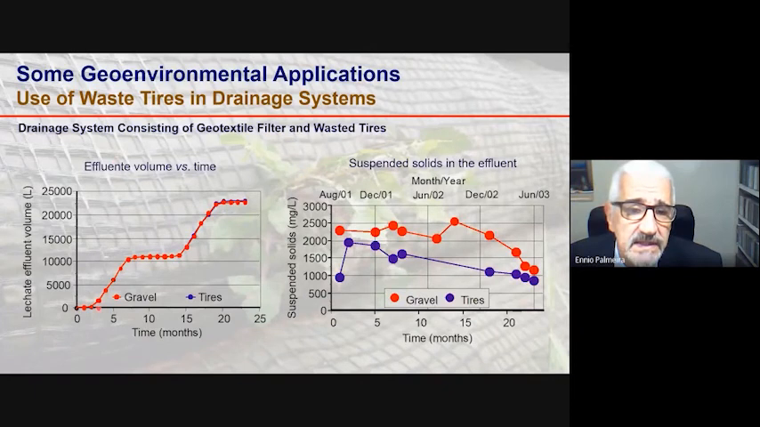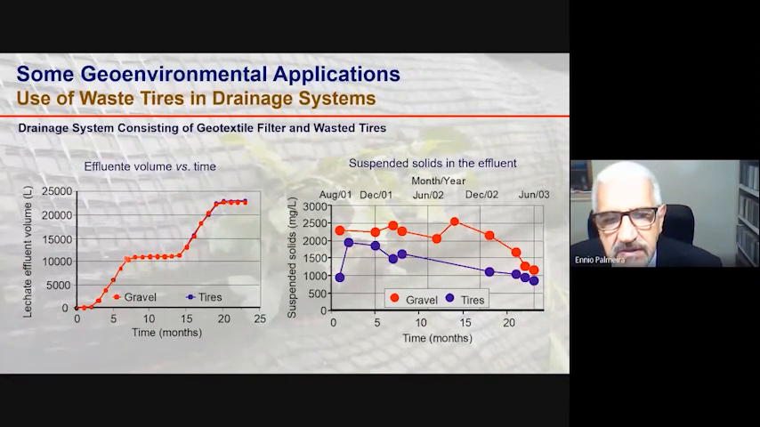So let's see some results here in terms of leachate effluent volume as a function of the time of monitoring. The red curve is the result for the conventional gravel drainage layer, and the blue curve is the result obtained for the alternative drainage layer consisting of tires. So you see practically the same result. This region here is where you see less effluent volume, which occurs during the dry season in the region.